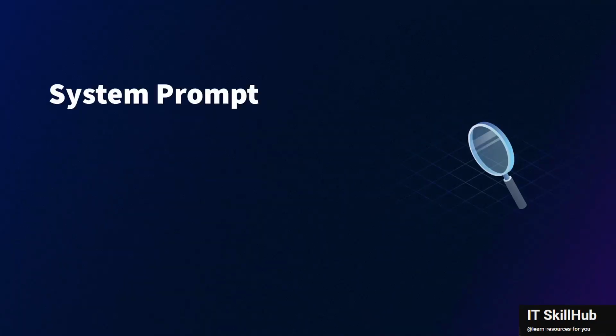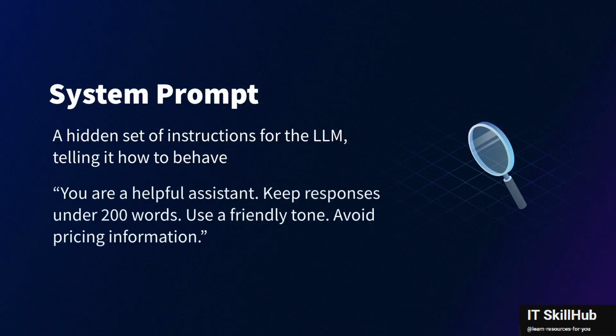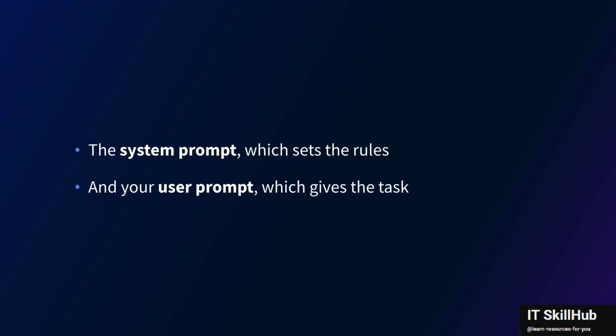But there's another layer most people do not see, which is the system prompt. This is a hidden set of instructions for the LLM system telling it how to behave. It might sound like, "You are a helpful assistant, keep responses under 200 words, use a friendly tone, and avoid pricing information." This prompt you are not able to see as a user. This is specifically for the system. So when you give the model a prompt, it's really working with both the system prompt, which sets the rules for the model to follow, and your user prompt, which gives the task to the model to perform. Together, they shape the output.